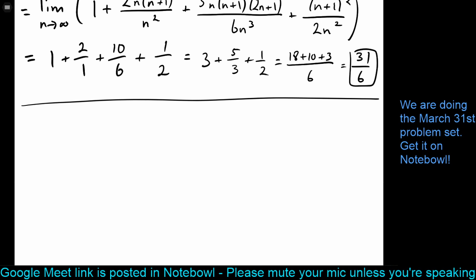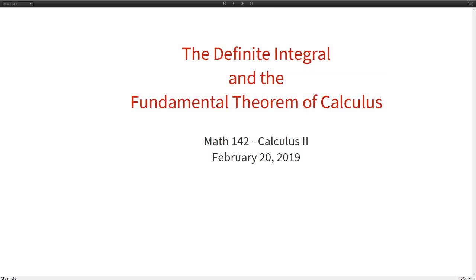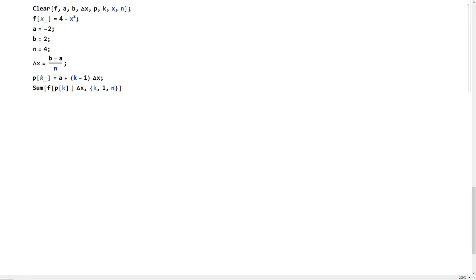Let's see. I need my sample code here. Where has it gone? The Riemann sum code. Here we go. All right, let's see if this captures the right one. That is not the right one. Let's save that. Awesome. There we go.